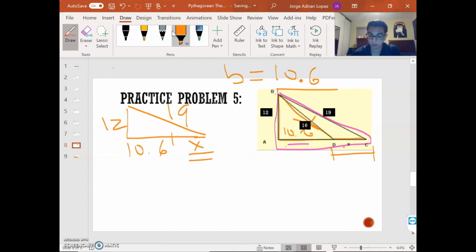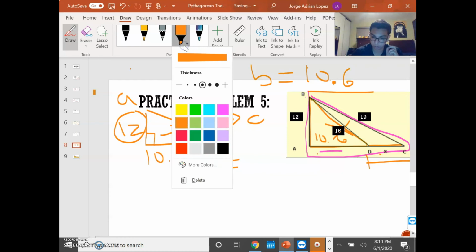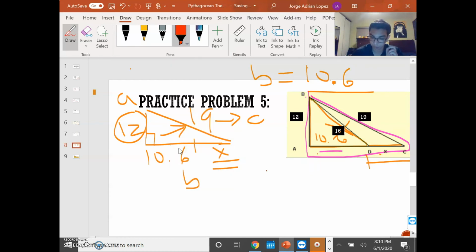So when we do our Pythagorean theorem, let's assign our sides first, okay? So 19 is going to be our C, because it's our hypotenuse, which is across from the right angle. 12 is going to be our A. Alright. Now that we know what A and C is, what's going to be our B? Now, let me get a different color real quick. And you'll see why. B is actually going to be two parts. It's going to be 10.6 plus our x. It's going to be 10.6 plus whatever is left over, okay?